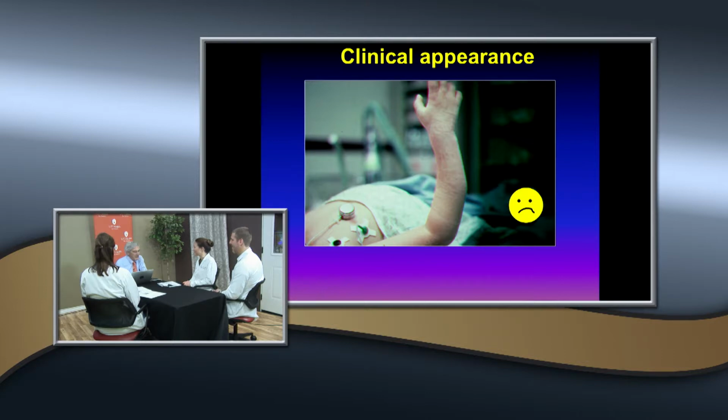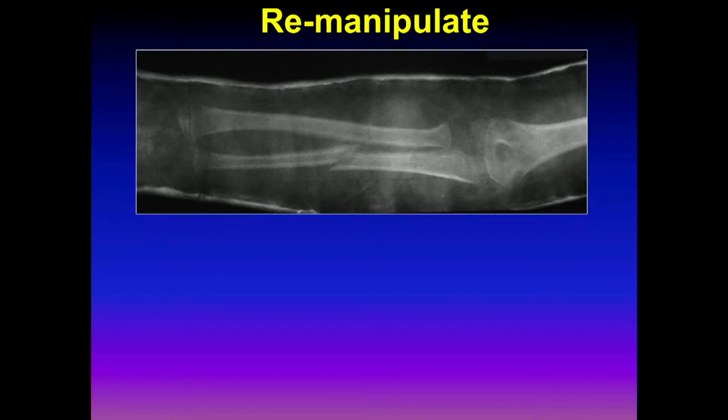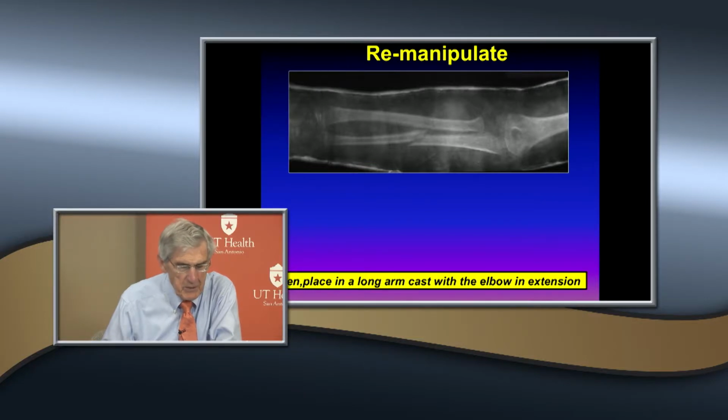You may have to remanipulate it. That's right. The mom's unhappy, so you need to remanipulate it. And you know that if you put it in a long arm cast with the elbow flexed, it may re-angulate. So, we place it in a long arm cast in extension. This was popularized by Mercer Rang about 20 years ago. And everybody says, oh, you don't do that, you always have them at 90 degrees. And he had a hard time getting it published. But it's a good mechanism, especially if you've had to remanipulate it.